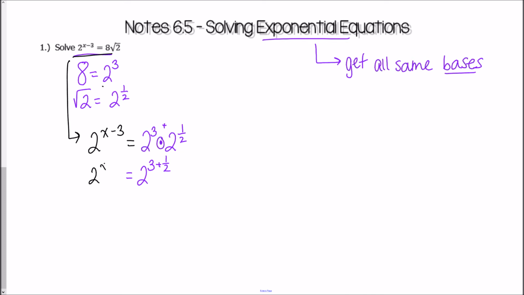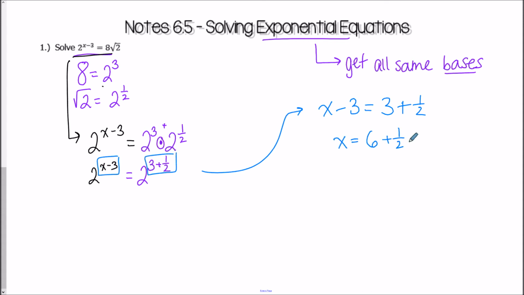Essentially, what I'm doing here is setting the two exponents equal to each other. So I can say x minus 3 is equal to 3 plus 1/2. I suggest you draw this over here because I'm going to go back to this, and we're going to use the laws of logarithms to see why this is possible. If I add 3 to both sides, I get 6 plus 1/2, and 6 plus 1/2 is 12 over 2 plus 1 over 2, so x is equal to 13 over 2.